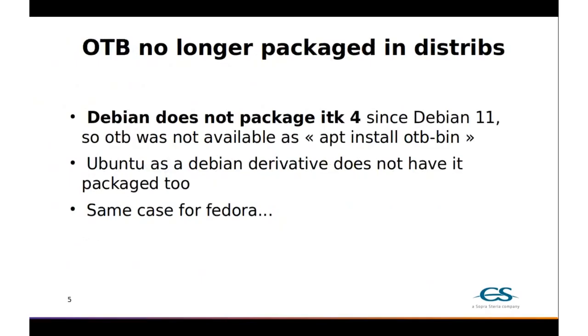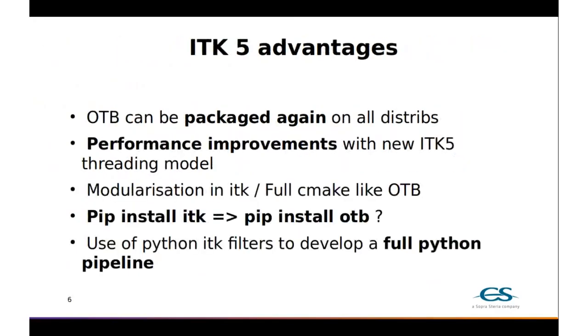Another problem is that Debian does not package OTB because of ITK4 being deprecated. So you cannot do apt install OTB-bin. And it's the same case for all distributions like Ubuntu, Fedora. So with ITK5, we can now be sure that it will be packaged back in Debian. So it will be a performance improvement because of the new threading model.